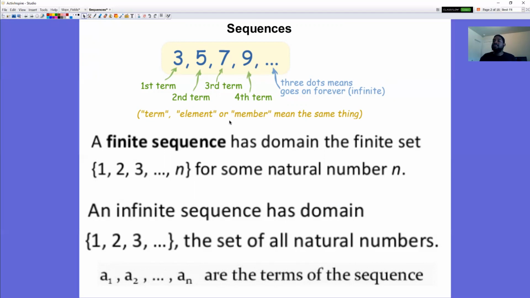Okay, we have different types of sequences. We have something called a finite sequence. A finite sequence has a domain of a finite set, for some finite set 1 through n for some natural number n. In other words, it's just a list of numbers that stops at a certain number in the sequence, whereas an infinite sequence has the domain 1, 2, 3, etc., which is the set of natural numbers. So we'll be dealing more so with infinite sequences in this video.